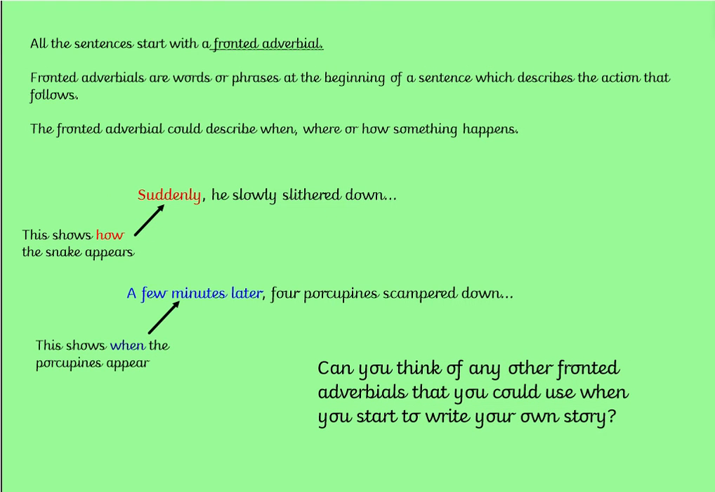They all start with a fronted adverbial, which we've talked about a lot in class. Fronted adverbials are words or phrases at the beginning of a sentence which describe the action that follows. So it might describe when or where or how something happens. So "suddenly, he slowly slithered down." This word here, suddenly, shows us how the snake appears. He suddenly appears. This one, "a few minutes later, 4 porcupines scampered down," shows us when they appeared, and there's a few more examples in the model text showing us when action happens.